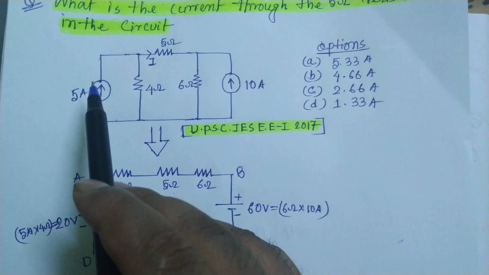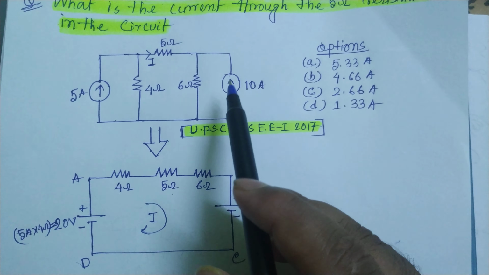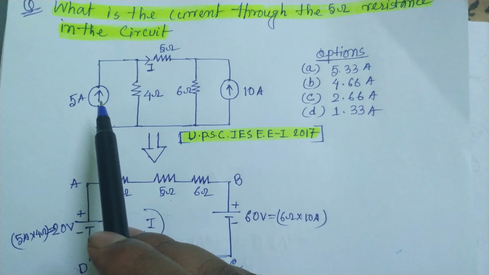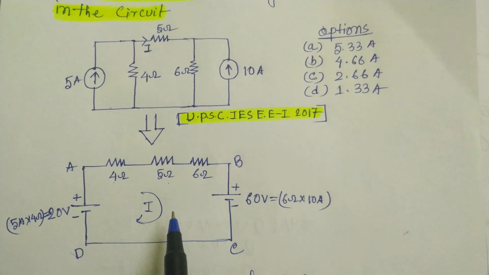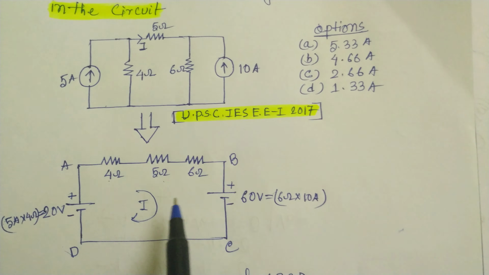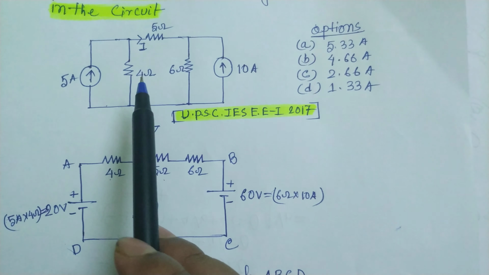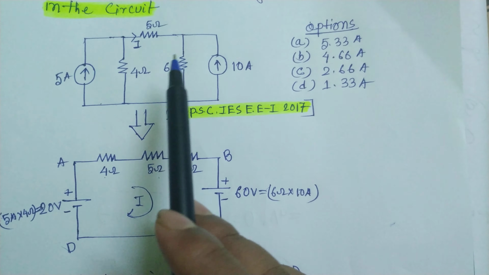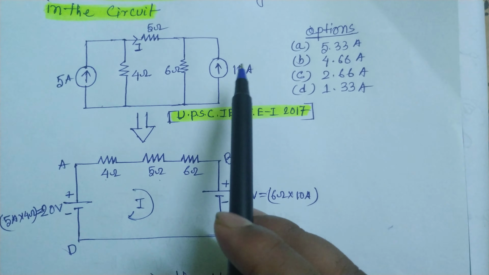In the circuit, the 5 ampere current source is here and the 10 ampere current source is here. We have to simplify the circuit. The current sources have to be changed into voltage sources. Now here is the circuit. I have already simplified the circuit. The 4 ohm resistance is parallel across the 5 ampere current source, and here the 6 ohm resistance is across the 10 ampere current source.